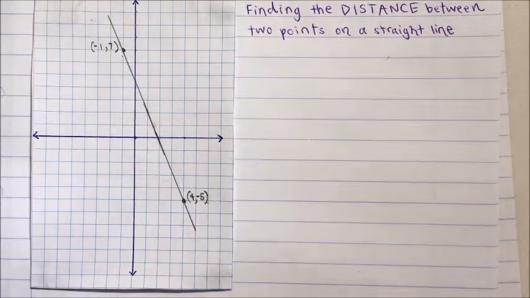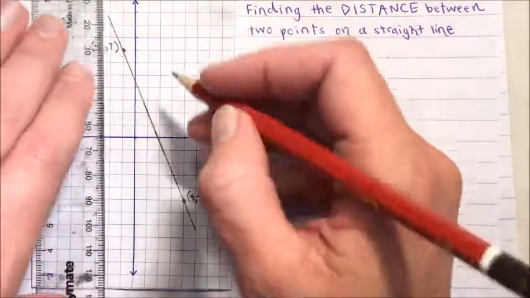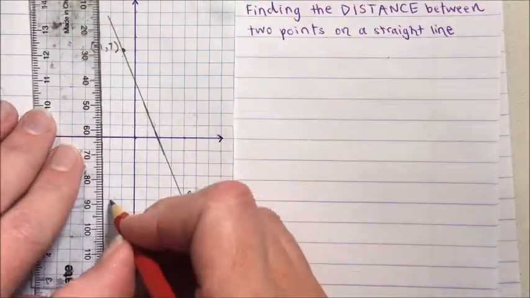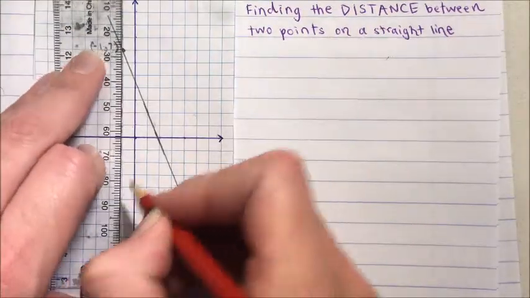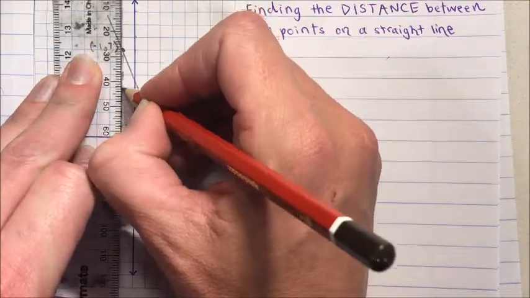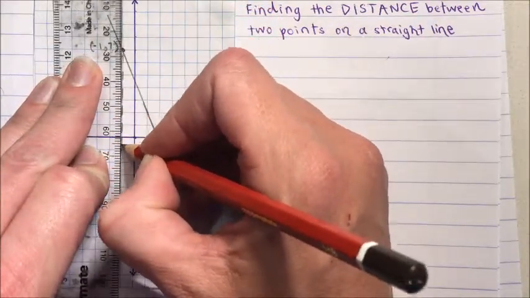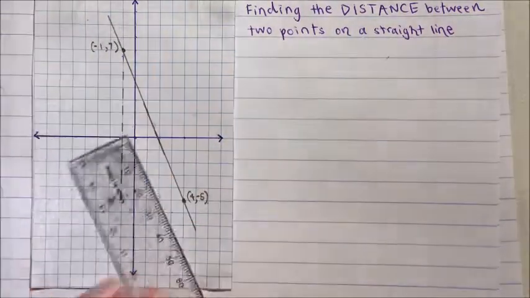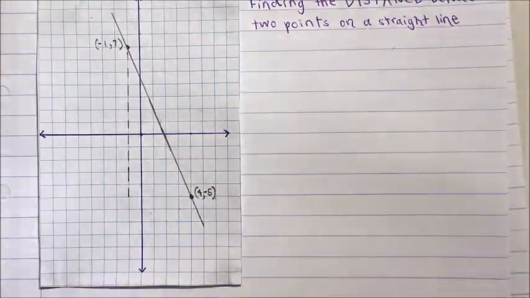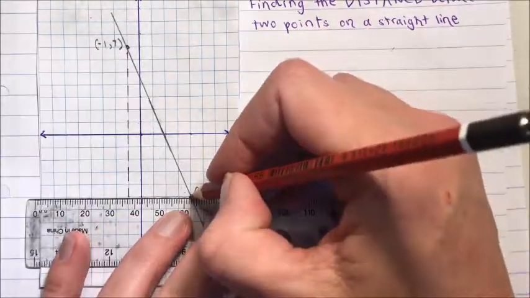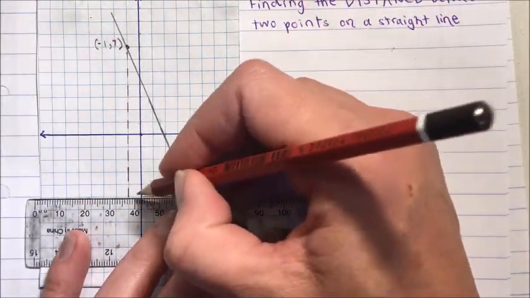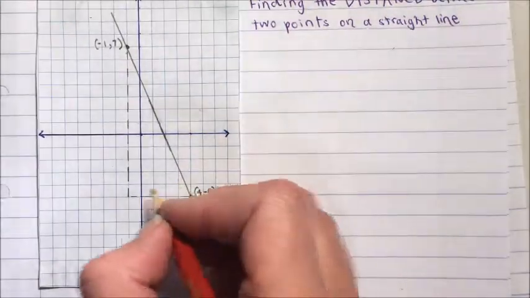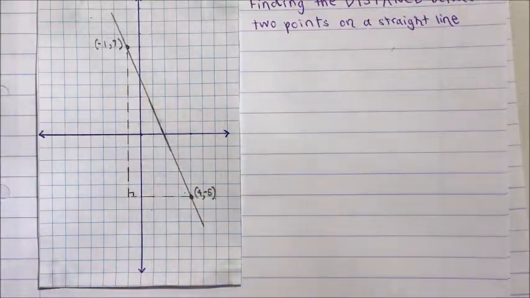Okay, now for a quick demonstration on finding the distance between 2 points on a straight line. If we have a look here, very much like when we worked out the gradient, I'm just going to draw a little line across from there. We remember that where you get 2 points on a straight line, you can create a little right angle triangle.